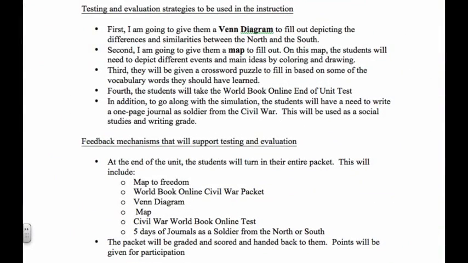So in this example, you can see the testing and evaluation strategies on top, and writing them this way is great. Bullets are fantastic. Once again, it's an outline, so you really don't have to fully develop these tests or evaluations yet. You're giving me an idea of what it's going to look like. And then below is the feedback mechanisms that's going to support those testing and evaluation strategies.